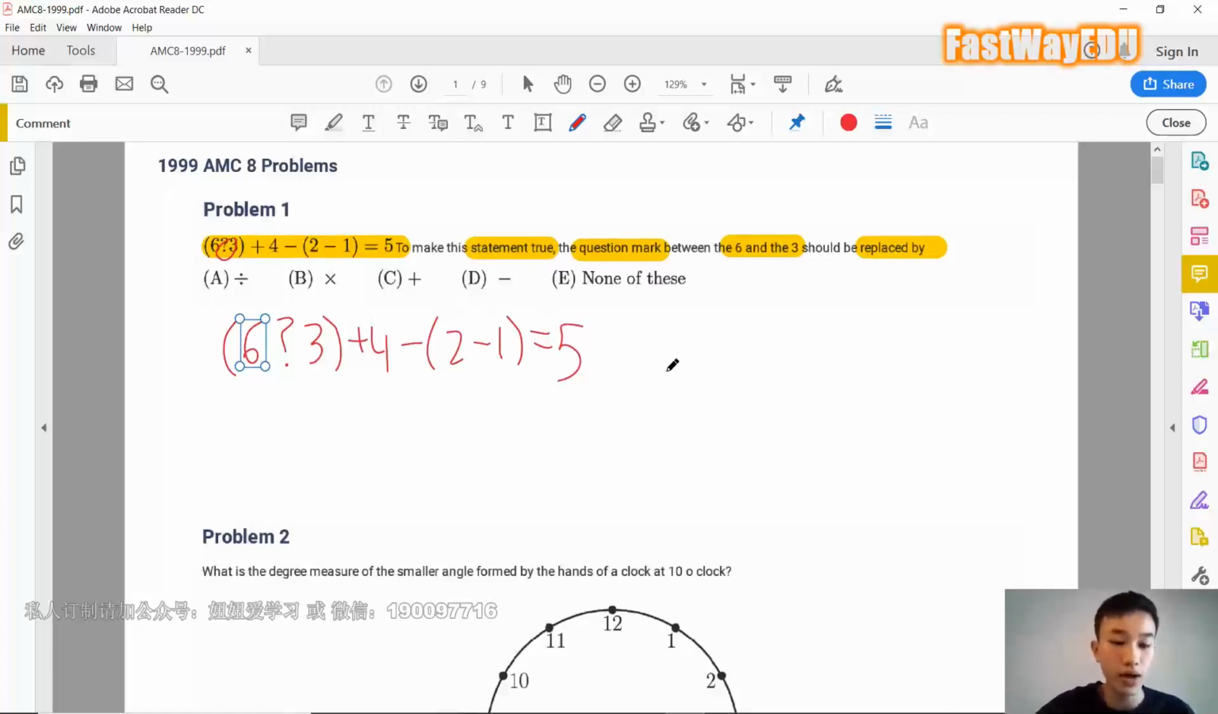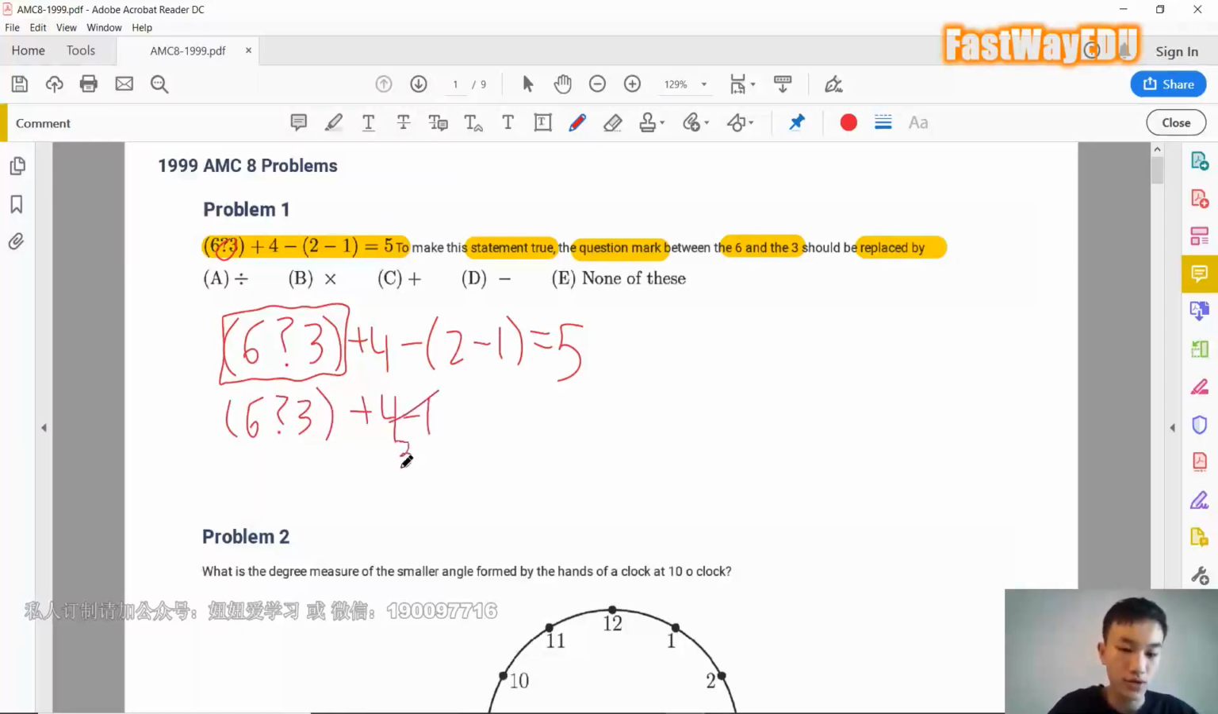So a better way is to manipulate this expression so the only complicated part of this expression, the 6 question mark 3, is by itself. So everything else, it's quite easy to manipulate. So we have the 6 question mark 3. We don't know what that is. Let's keep it together. So plus 4 and 2 minus 1, that's just 1. So minus 1. So that's just plus 3 equals 5. So the 6 question mark 3, that's just equal to 5 minus 3, that's 2.